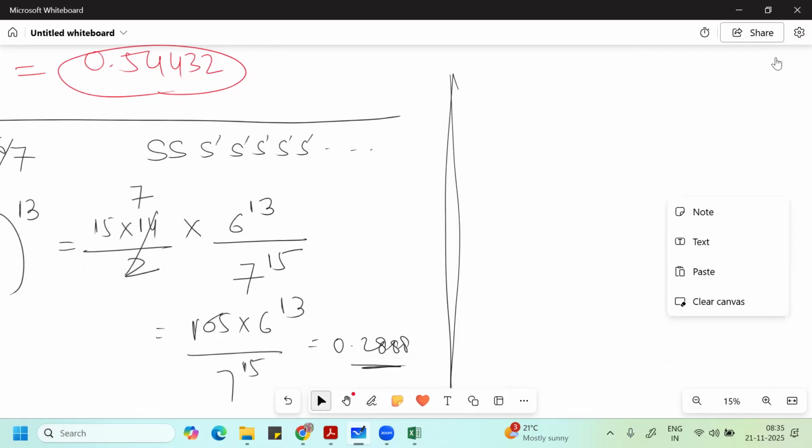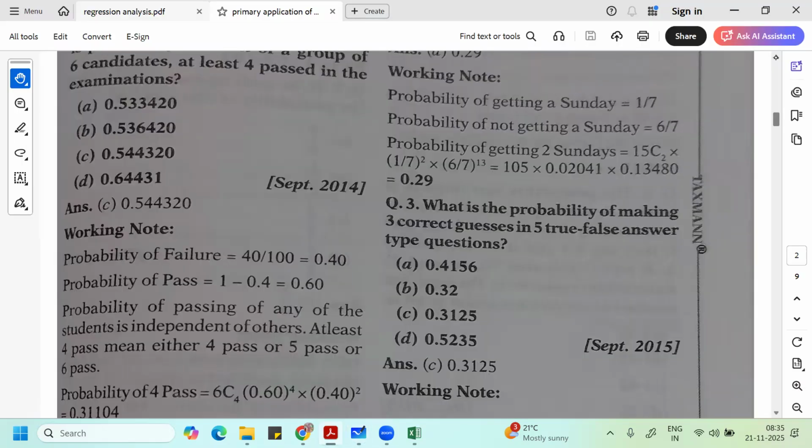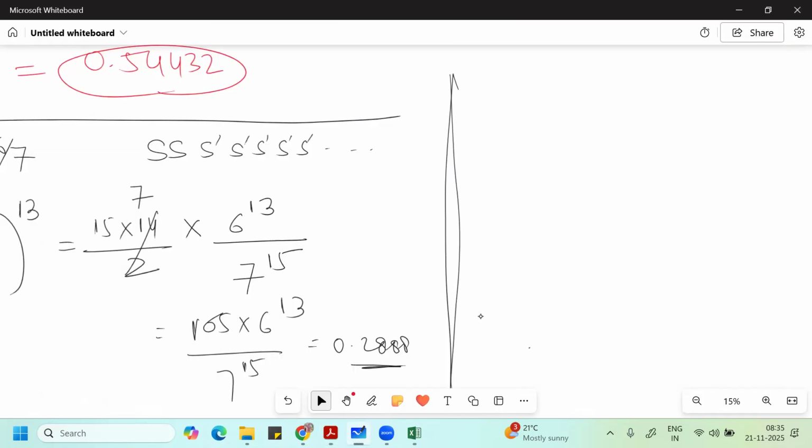So this is like 5C3 by 2 to the power 5. 5C3 is 10 and 2 to the power 5 is 32. 10 by 32 means 5 by 16. So 5 by 16, or 0.3125, is your answer. Okay. 1 minute.